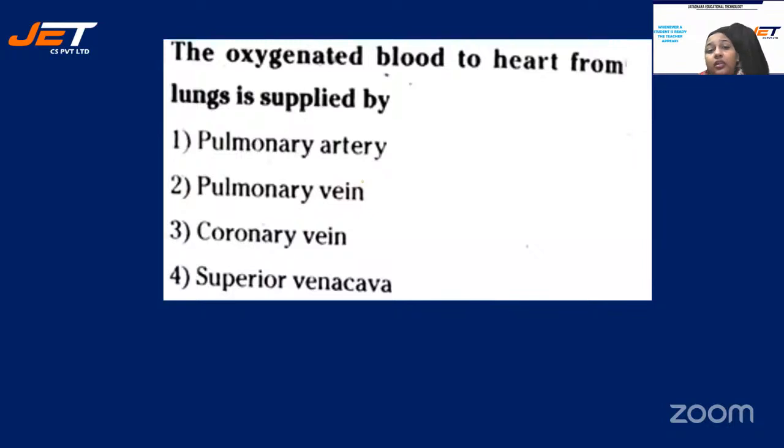Next question. The oxygenated blood to heart from lungs is supplied by pulmonary artery, pulmonary vein, coronary vein, or superior vena cava. The correct answer for this question will be option 2, pulmonary vein.